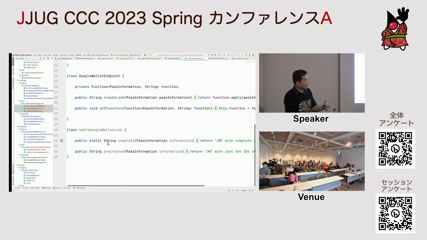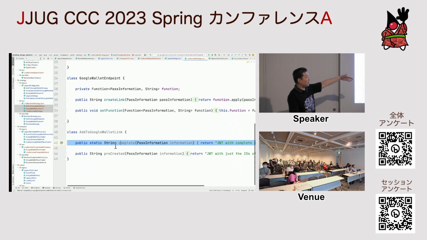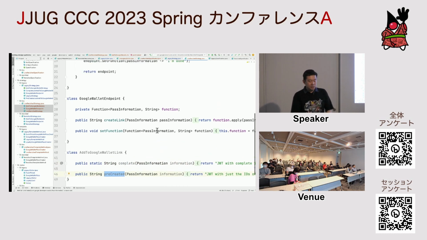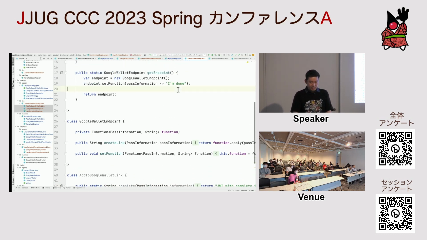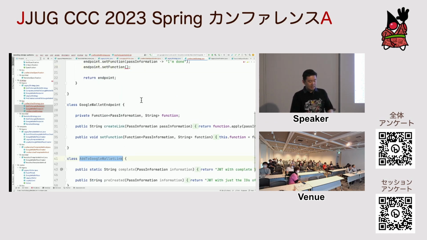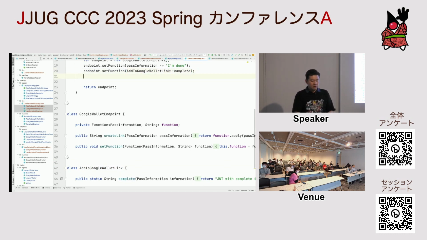I don't need to create concrete implementations for each one of the variations that I want for this code. I can create, for example, one single class with all the methods, and this is complete. This is pre-created. No need to implement the interface because I can use method references. I can use this one, set function. I can call this class, add to Google Wallet, and using this method, complete.